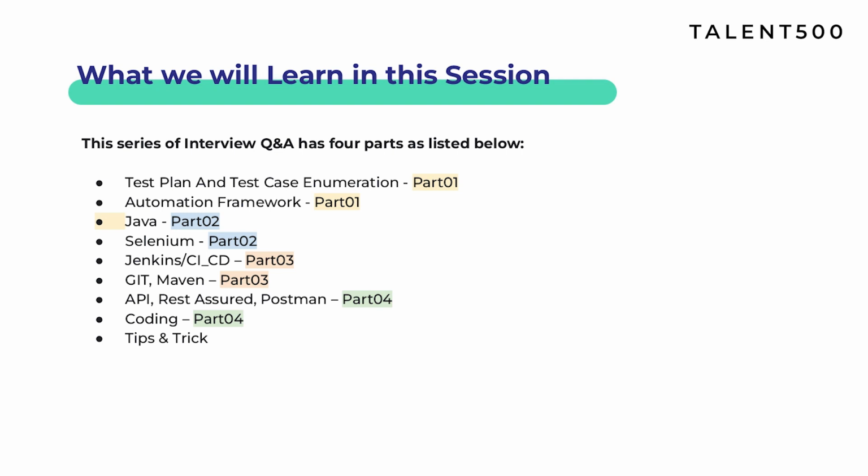So to clear all the rounds, you have to know precisely what things you should be aware of while working with an automation project. That's how I have divided it, and that's why we also have 4 parts. But the section on API, REST Assured and Postman depends on your profile. If you are applying for a UI automation profile, they may not ask you the API, REST Assured and Postman part, but coding will definitely be there. We have initially discussed test planning, test case enumeration, automation framework, and Java. Today our focus will be on Selenium.